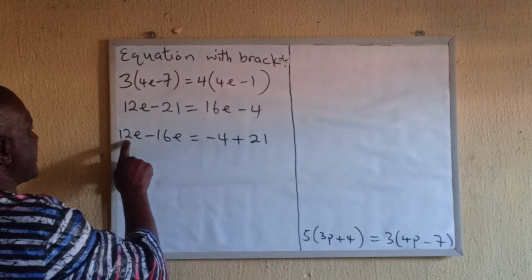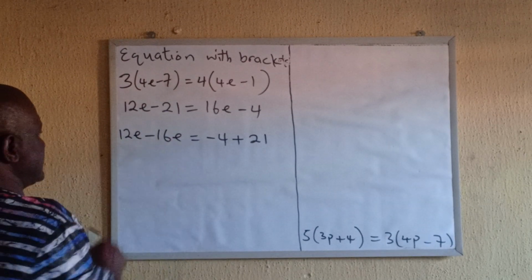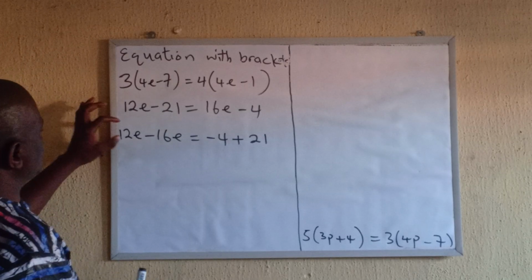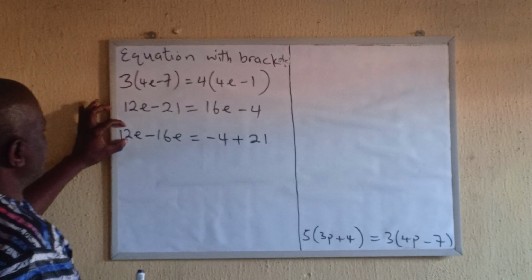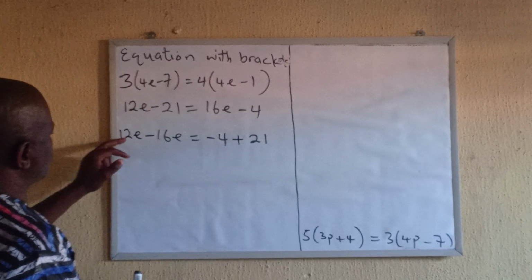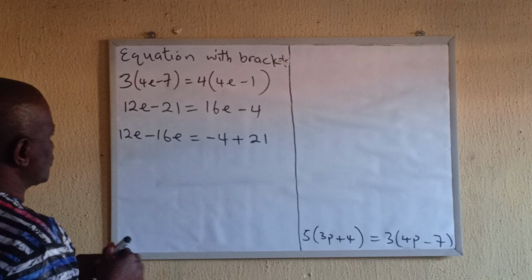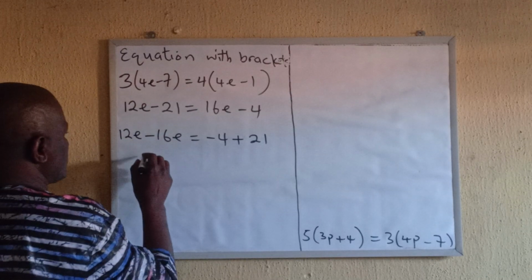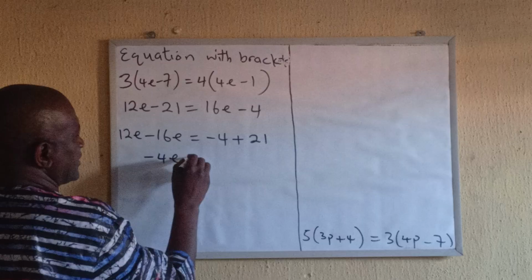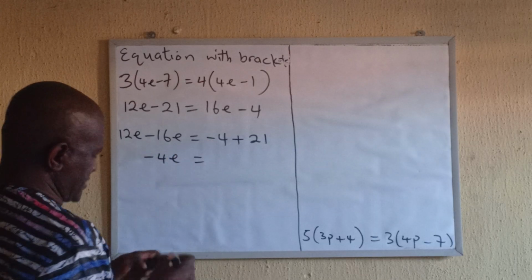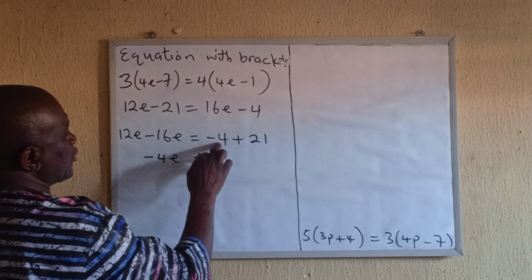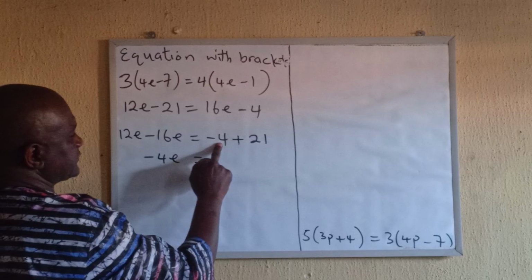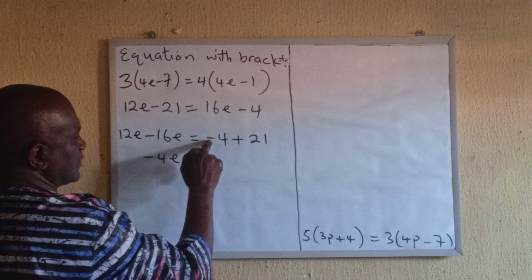So here 12e minus 16e, meaning that you have 12. Let's say you have 12 naira and they are owing you 16, so the 12 will balance. The money you are being owed will remain 4. So that means we can write minus 4e, which is equals to the same thing here. They are owing me 4 naira.